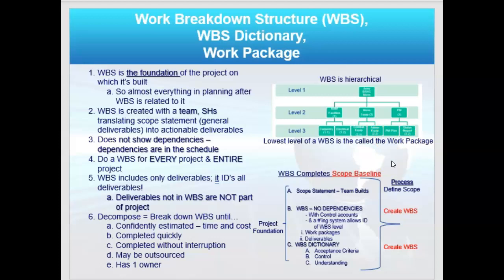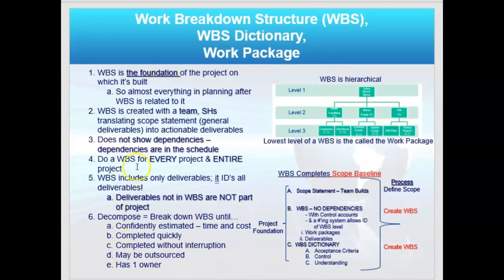The lowest level of a work breakdown structure is called the work package. And you can see that the work breakdown structure in part B is associated with the dictionary in part C, and when tied to part A, the scope statement, all of these 3, A, B, and C, create the scope baseline. So the WBS with its dictionary completes the scope baseline as long as your scope statement was done first.